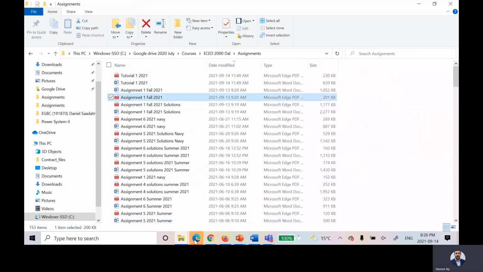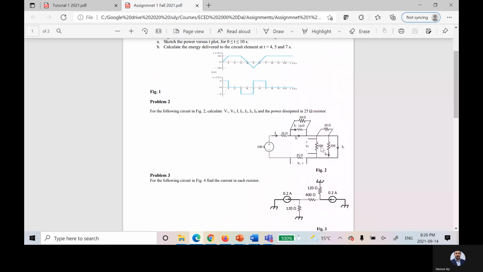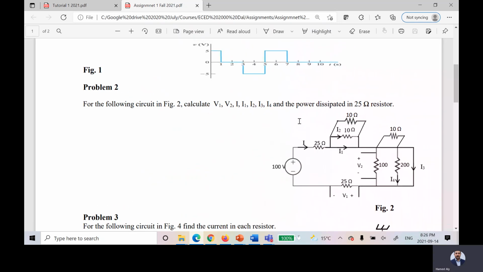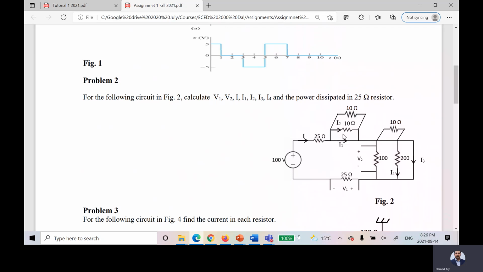So if you try to look at the assignment, this problem is similar to what we have already solved. Those are connected in parallel. In parallel with this, what's going to happen to those? Cancelled. So I2. What's going to happen to this? It's cancelled. What's going to happen to those? I4, V2. At the end, I have only this resistor in series with this resistor.